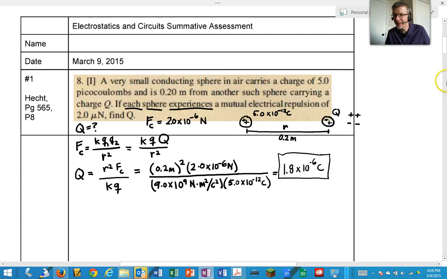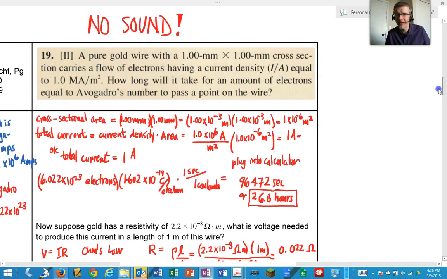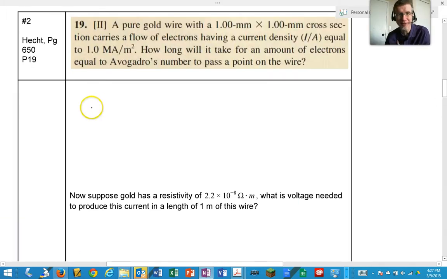Next question. Let me scroll down here. We'll get started. Question number 2, problem 19, page 650. A pure gold wire has a 1 millimeter by 1 millimeter cross section. So let's imagine a wire that is square and pretty small, so 1 millimeter by 1 millimeter. The cross-sectional area will help determine how much resistance is naturally in the wire. So we've got a good start. We think we're going to probably use this equation here.